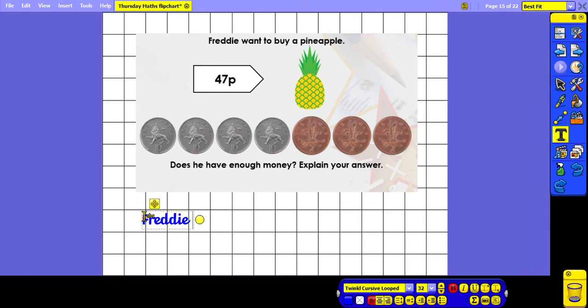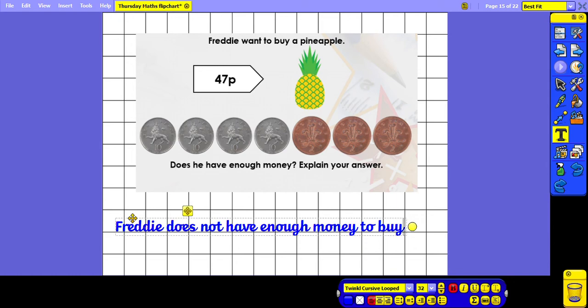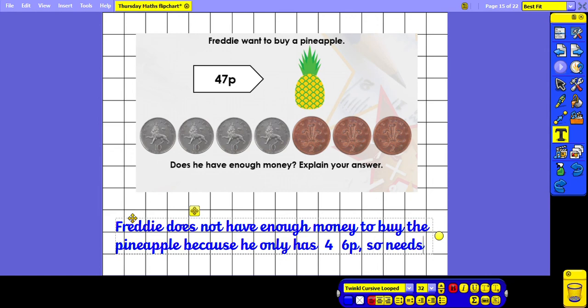So Freddie does not have enough money to buy the pineapple because he only has 46 pence, so needs 1 pence more.